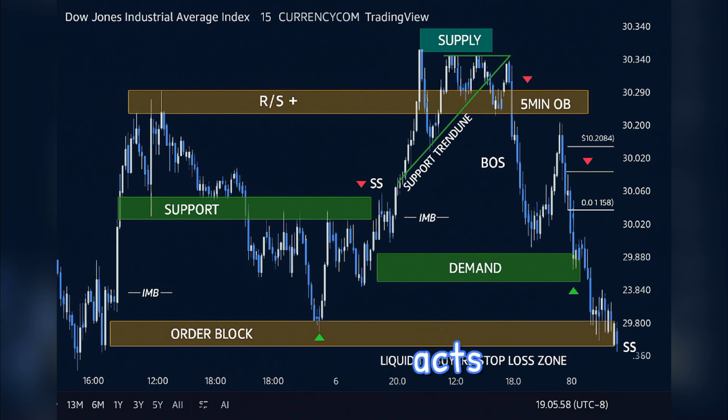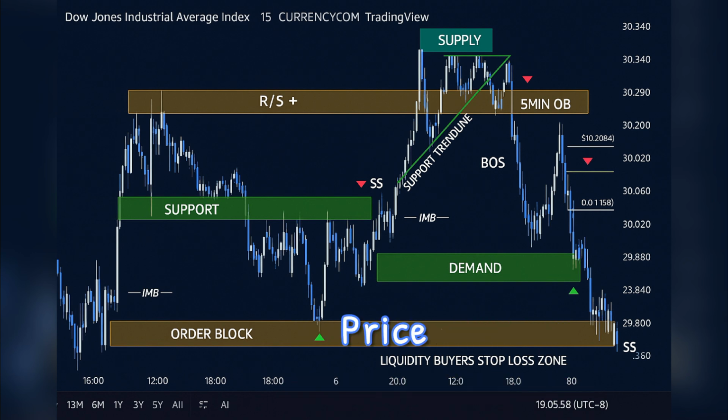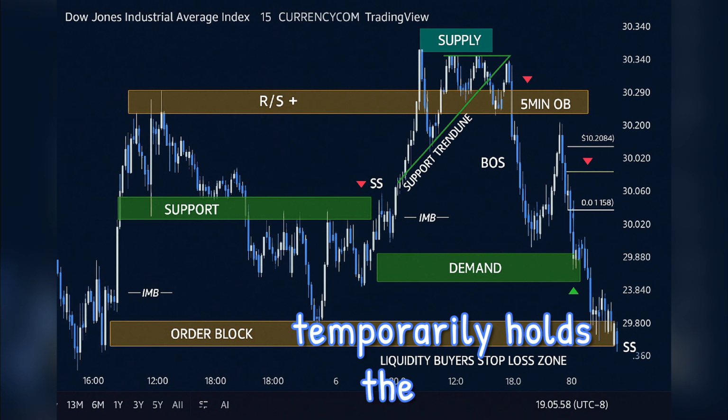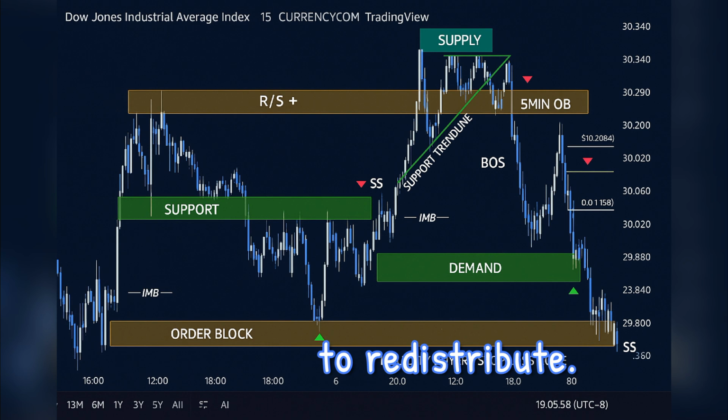The BOS acts as the major turning point. It marks the moment when the bullish structure officially collapses. Traders who entered late longs near the top get trapped. Price drops sharply into the demand zone located just below, which aligns with a previous imbalance, IMB and untested support area. The demand zone temporarily holds the price, offering a pullback opportunity for smart money to redistribute.